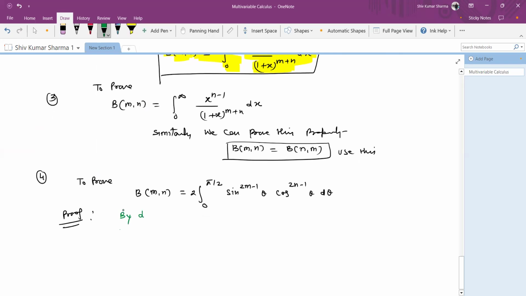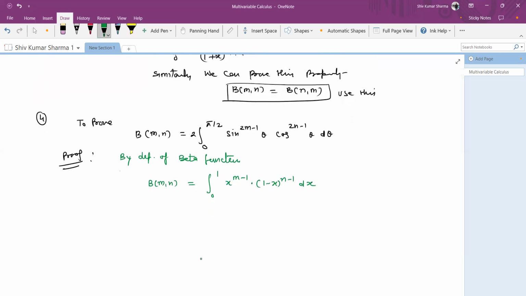So by the definition of the beta function, you will need to revise it two times. When you revise this one or two times, you can easily understand. So we have the definition: Beta(m,n) equal to the integral from 0 to 1 of x raised to the power m minus 1 into (1 minus x) raised to the power n minus 1, into dx. Here we use a substitution. We need sin theta and cos theta, so we put x is equal to sin square theta, because only sin theta will not work.